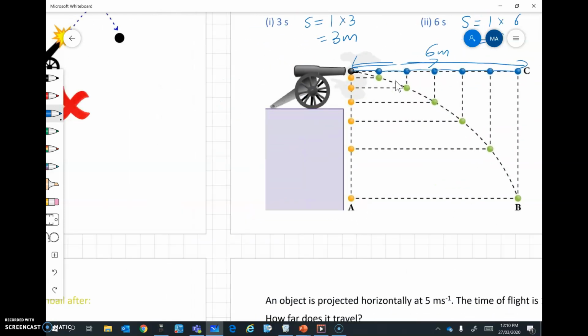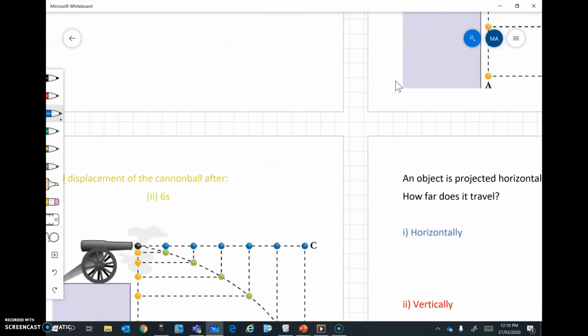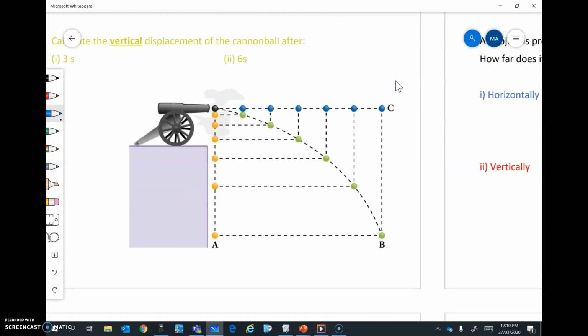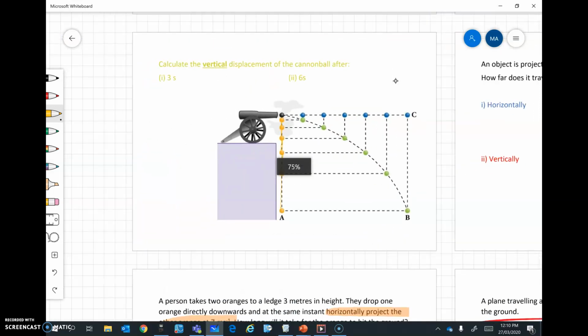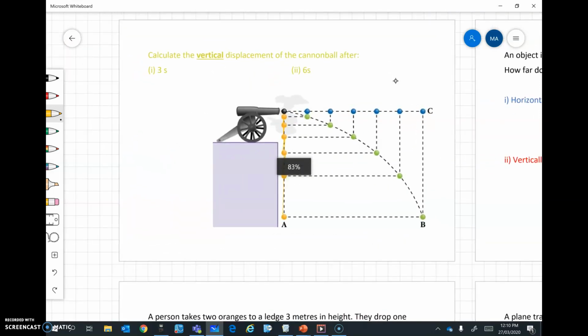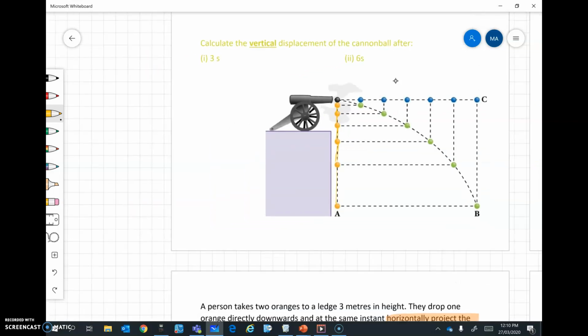Okay, now, what about vertically? Now we can see that vertically, the gaps between the balls are getting bigger each second. Okay, so it's accelerating towards Earth. Now once we start with accelerated motion, what's our magic word? That's right, suvat. So you might want to pause the video at this stage and go ahead and decide what the variables are for the suvat, then I'll discuss them.